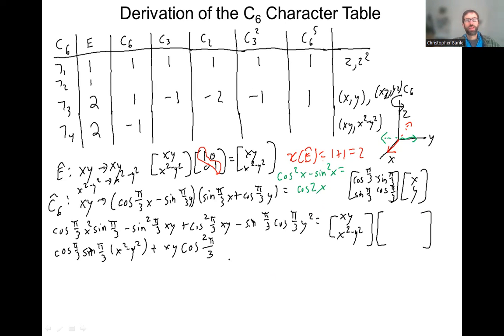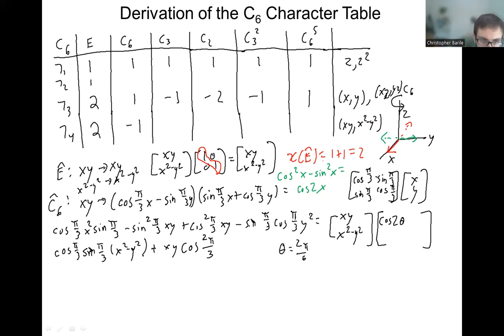Okay, and so we had a value of negative 1 here. Cosine 2 pi over 3 is negative 1 half, so that's that element here. If we want to make this more generic, our theta that we rotated by was 60 degrees, or 2 pi over 6. And so we're finding that this on-diagonal element is cosine 2 theta, because it's the xy component.